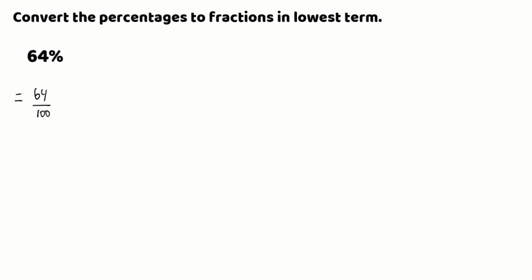64 and 100 have a common factor in 4. So I'm going to be dividing both parts of my fraction by 4. And I want you to also remember that when reducing your fraction to its lowest term, there are times when some of us may not always see the exact same numbers that we can reduce our fraction by. For example, some of you may have seen 2.